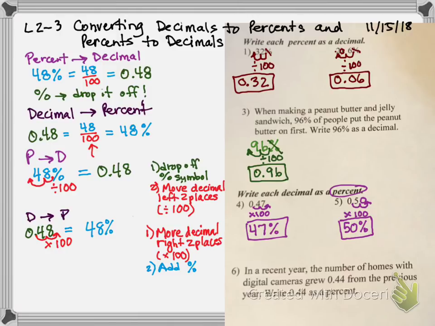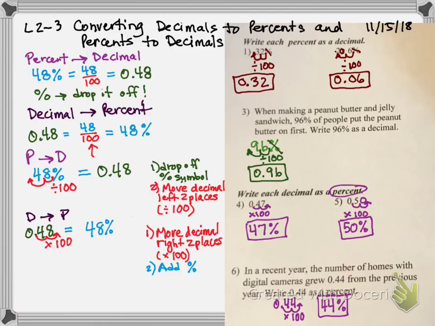In a recent year, the number of homes with digital cameras grew 44 hundredths from the previous year. Right? 44 hundredths as a percent. Okay? So we're going to take that decimal. We're going to move the decimal point right twice because we're going to multiply by 100. That's going to give me 44, but because it's supposed to be a percent, we're going to add the percent symbol. Okay? And we get the answer is 44%.